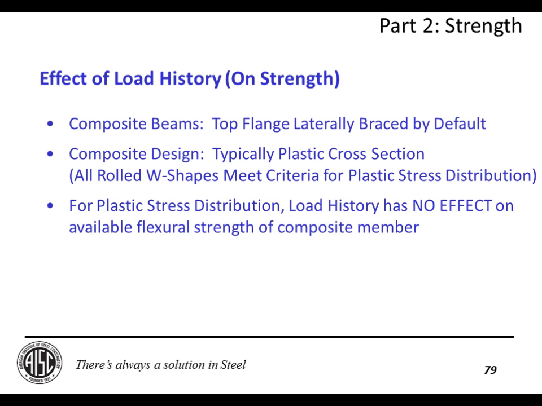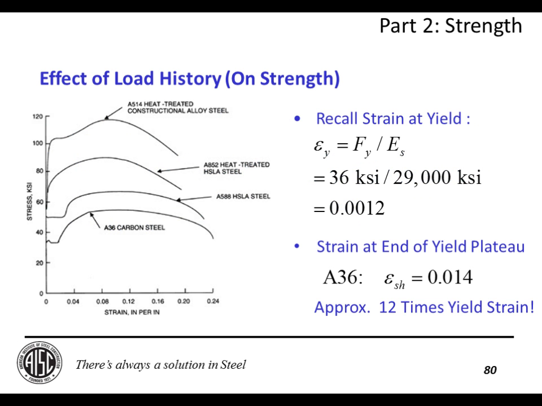And for a plastic stress distribution, the load history has absolutely no effect on the available flexural strength of a composite member. So that means if your member is already stressed all the way up to, let's say, first yield, and you go in and you add a WT to it, assuming the connection between the two is adequate, you can continue to push that member all the way up to the plastic strength of the combined shape with no worries about the load history. And that's due to the extreme ductility that's present in steel.